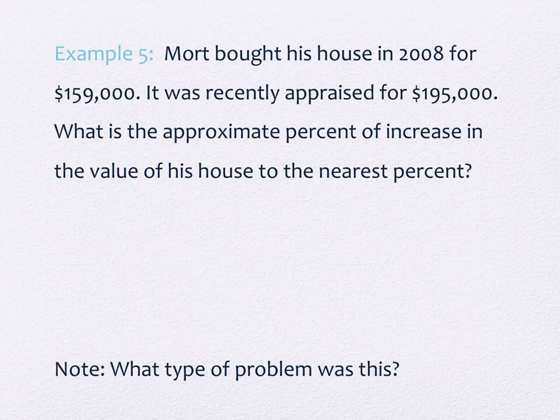Mort bought his house in 2008 for $159,000. It was recently appraised for $195,000. What is the approximate percent of increase in the value of his house to the nearest percent?